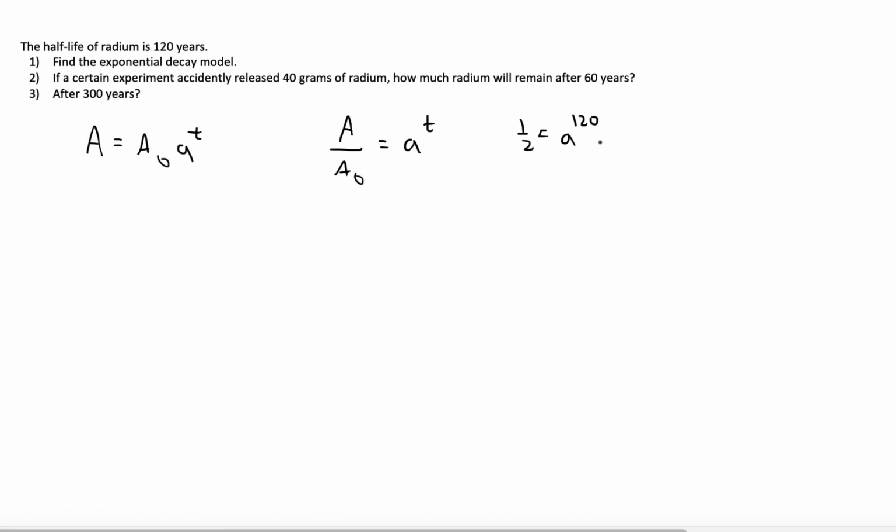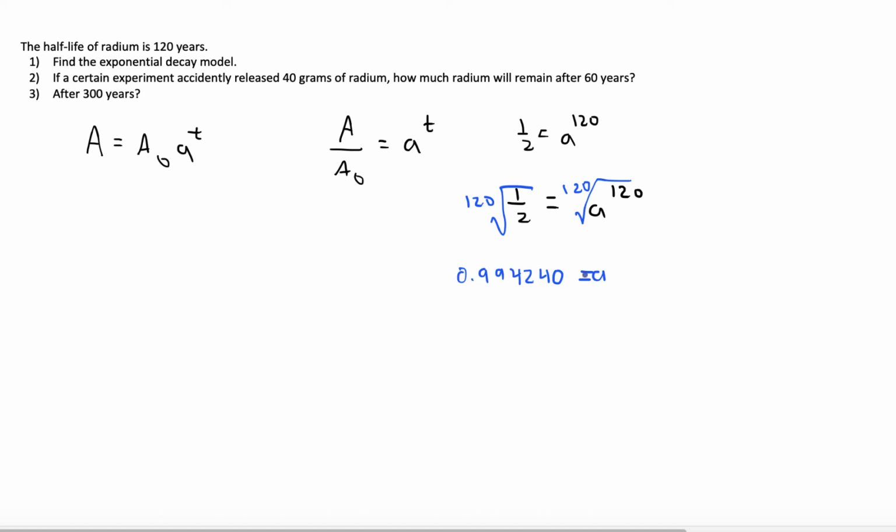Now, how are we going to solve this for a? There's a couple ways to do this, but what I'm going to do is take the 120th root of both sides, since this is the 120th power. In this case, these cancel out, so we just end up with a. Your calculator should be able to handle this. Remember, it's not the square root of 1/2, it's the 120th root of 1/2. By doing so, we get 0.994240. I'm just going to round this to 6 decimal places.